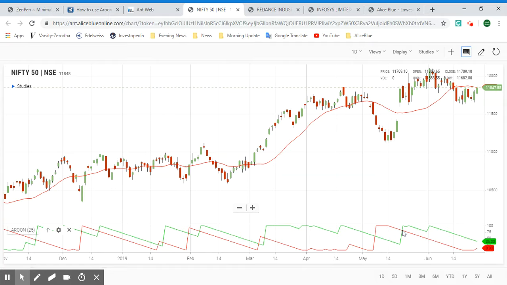You can exit here when the red line is moving, or even when it's somewhere closer, when the trend shows that it's weakening, or here where the closing price is going to cross the moving average line. Let's look at one more.